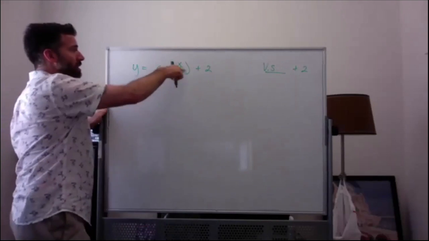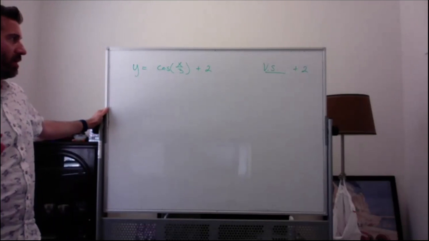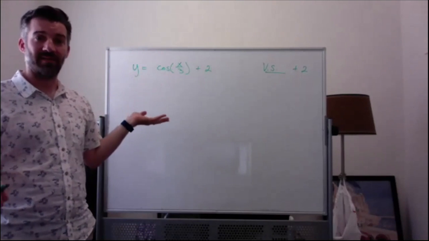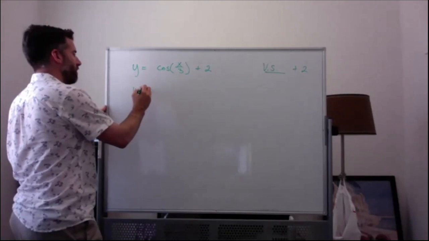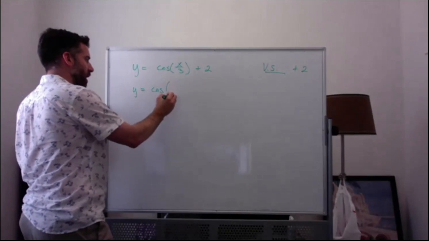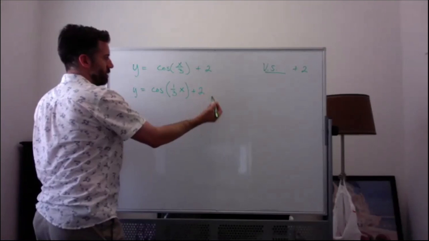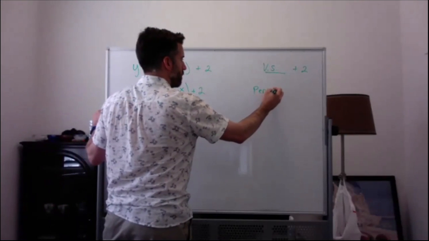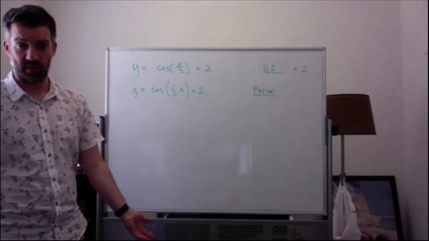So what's the coefficient of x here? This is something people sometimes have a hard time with. Here, this is x divided by 3, or I can think of it as 1/3 times x. So you might find yourself wanting to rewrite this as cosine of 1/3 times x plus 2. So that the period is 2 pi divided by the coefficient of x.